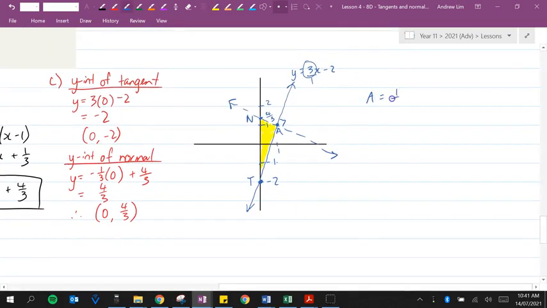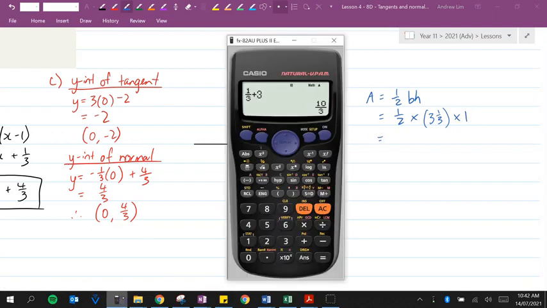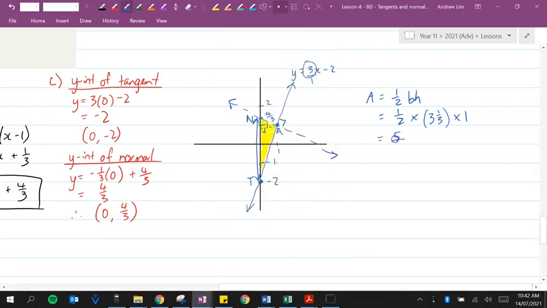Okay, area is equal to half base times height. The base is this length, which is 4 over 3 plus 2, or 3 and a third, times the height. The perpendicular height is 1. So we have half times 3 and 1 third times 1, which is 5 over 3 square units.